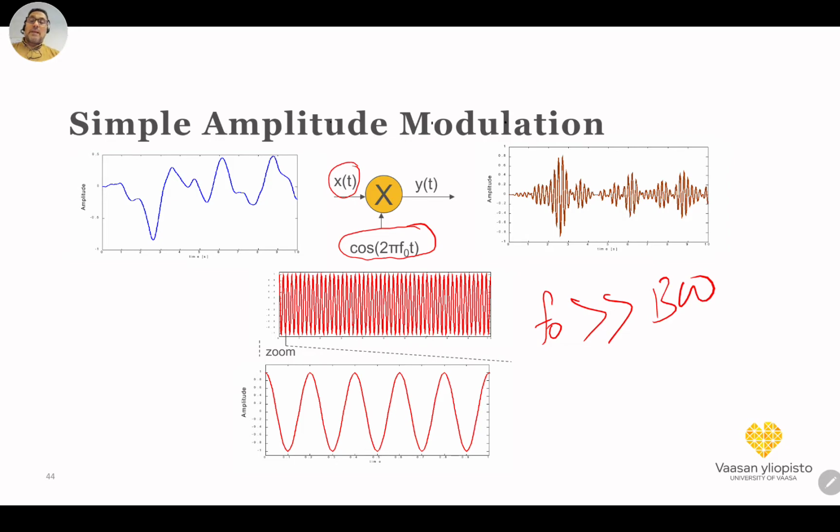Of course, we have some exceptional systems, like ultra wideband, where this is not necessarily true, but in general, in most of the communication systems that we have, the carrier frequency should be much greater than the bandwidth of the signal that we want to transmit. Okay.